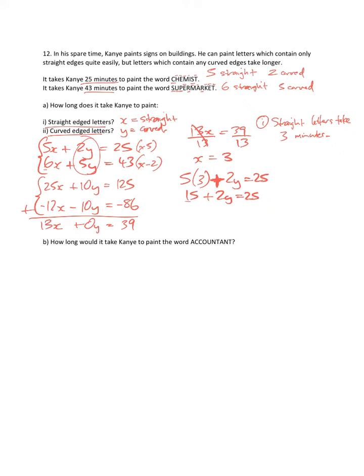Opposite of adding 15 is taking 15. Take 15 from both sides. You're going to be left with 10. Opposite of timesing by 2, dividing by 2. Y is equal to 10 divided by 2, y is going to be 5. So 2 curved letters take 5 minutes.